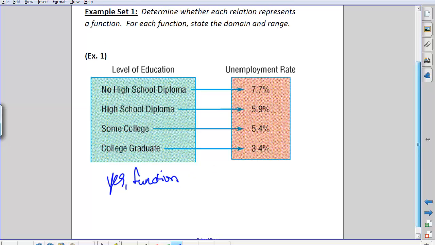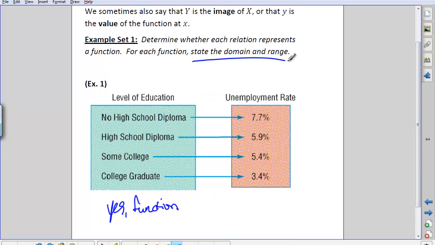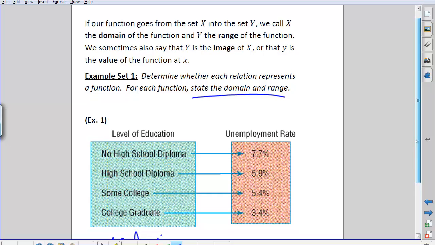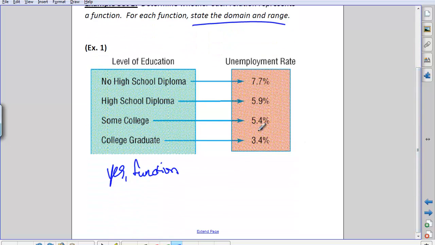Now the next part of the question, if it is a function, state the domain and range. So let's go ahead and define domain and range. I mentioned it earlier, but I said we would get to it later. Later is now. So let's look at what is domain and range. And just to easily define that, there's a definition up here. It's a little mathy, a little wordy, just to kind of simplify it. The domain is all your input values for that function. So any input value that's in that function is part of the domain.